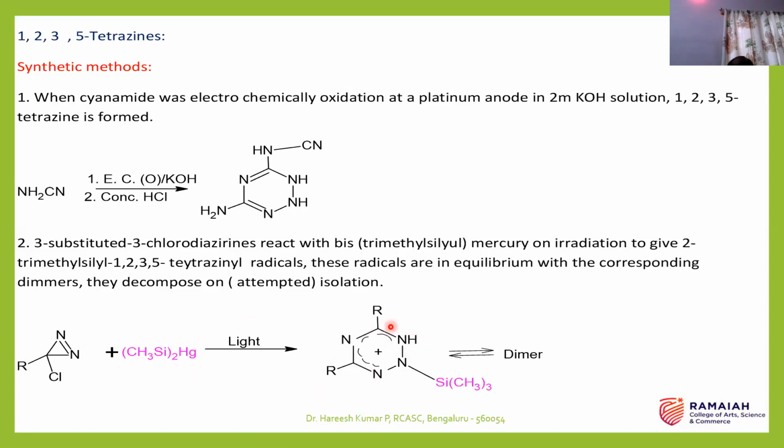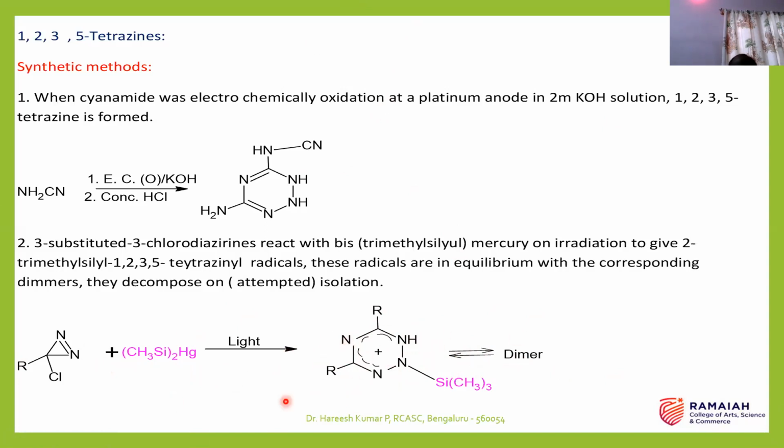So this is an intermediate. This intermediate will be in equilibrium with the dimer. This is how one can prepare or synthesize 1, 2, 3, 5 tetrazine.